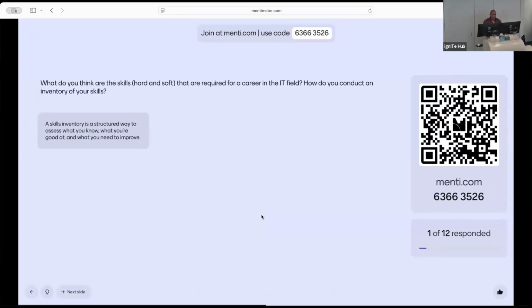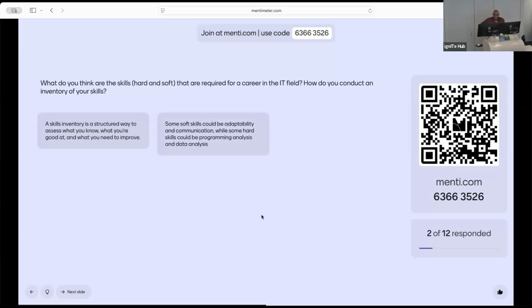Okay, a skills inventory is a structured way to assess what you know, what you're good at, and what you need to improve. Perfect. That is a great definition. It's exactly what a skills inventory is. But when you're conducting a skills inventory, you have to be very honest with yourself. Most people judge themselves too harshly, or they don't realize that they do have that skill. We're going to talk a little bit about that.